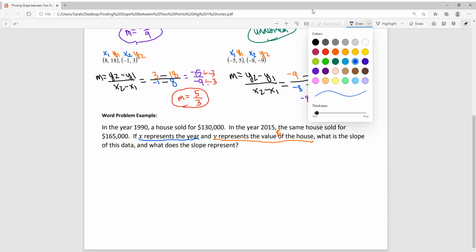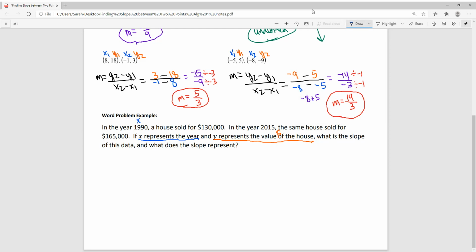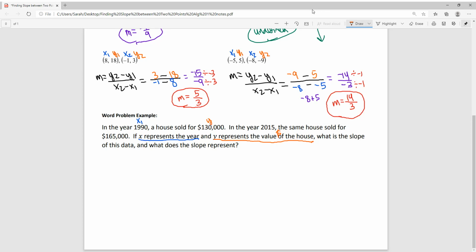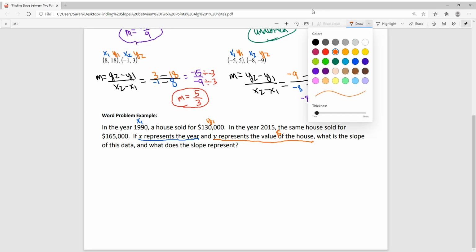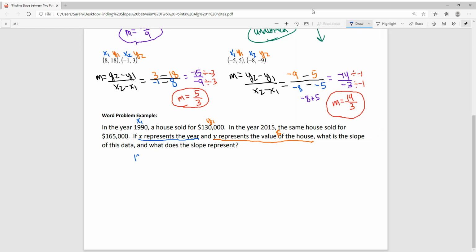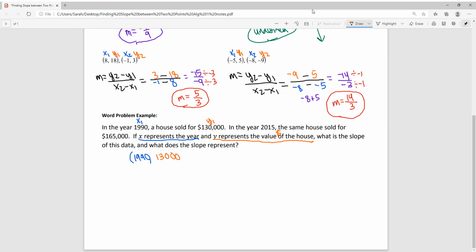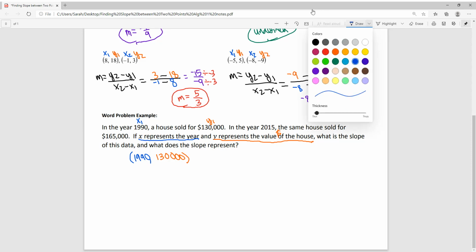In the year 1990, so that's going to be an x coordinate. It's the first x coordinate we see. Let's call it x1. A house sold for $130,000. Since it's the value of the house, it's going to be a y coordinate. It's the first one we see, so that's going to be y1. So just writing out that information as a point, my first point is going to look like 1990, comma, I'm not going to draw the dollar sign, but you know it's there, 130,000. That is one of my points. And if you'd like to label them x1, y1, you may do so.